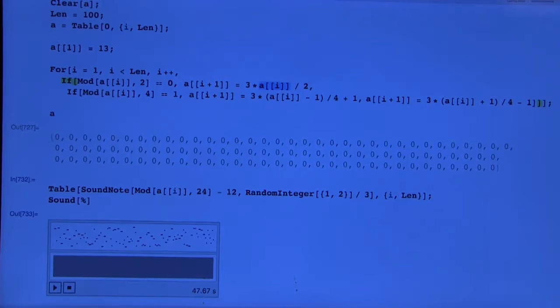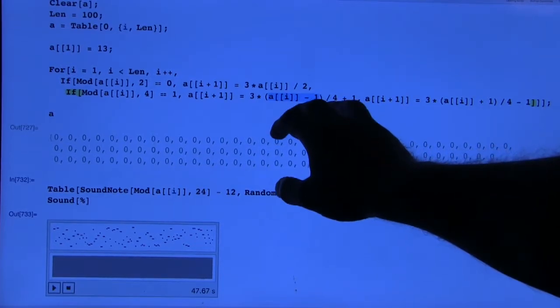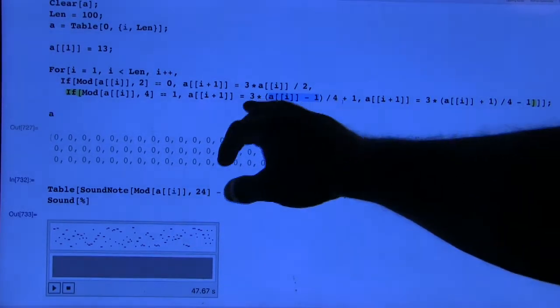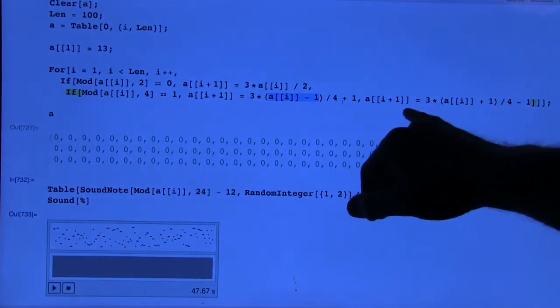Yeah. And then if it's not of the form 2x, well, maybe if mod 4 is 1, then what I do is I subtract 1 away from it, divide by 4, multiply by 3, and add 1. So in other words, 4x plus 1 becomes 4x, divided by 4, get x times 3, 3x plus 1.